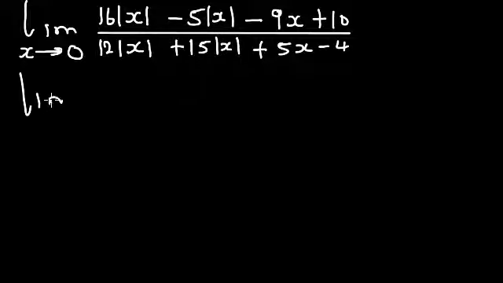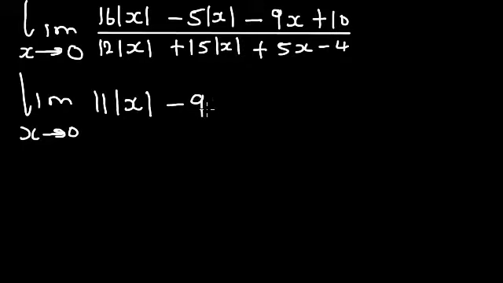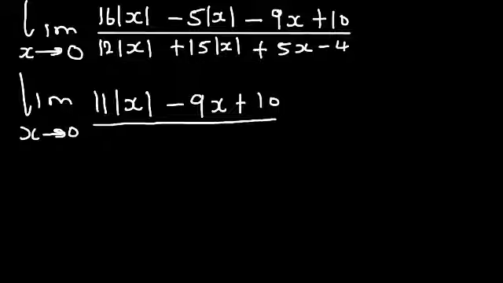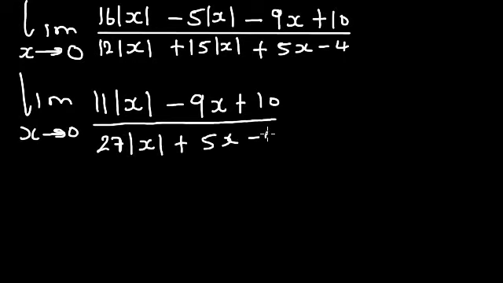That should be our first step. So we have the limit as x approaches 0 of 16 minus 5, which gives us 11 times the absolute value of x minus 9x plus 10. Excellent. Then we have our division, divided by 12 absolute value of x plus 15 absolute value of x. But 12 plus 15 is 27, so we have 27 times the absolute value of x plus 5x minus 4.